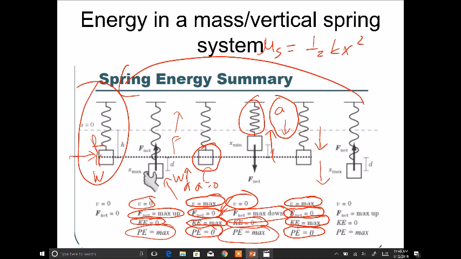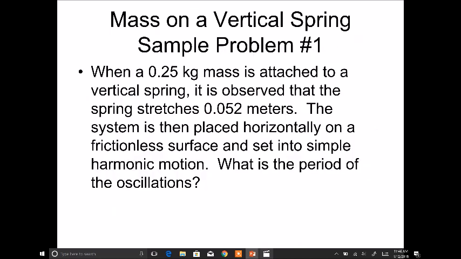So that's sort of the basic idea of how a mass on a vertical spring works. This is simple harmonic motion because the size of the restoring force is proportional to the displacement. So here's what a problem might look like on simple harmonic motion with a mass on a vertical spring.